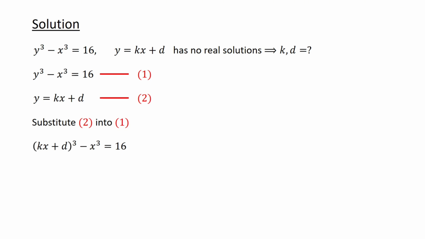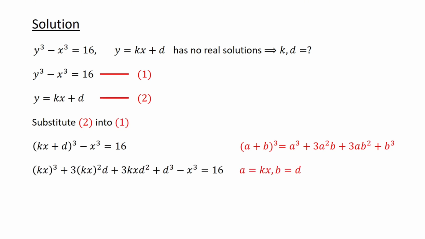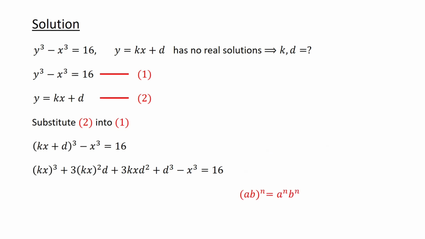We expand (kx plus d) cubed using the identity (a plus b) cubed equals a cubed plus 3a squared b plus 3ab squared plus b cubed. For our case, a equals kx and b equals d. Following this, we use the identity (ab) to the power of n equals a to the power of n times b to the power of n to write (kx) cubed as k cubed times x cubed and this term as 3dk squared x squared.